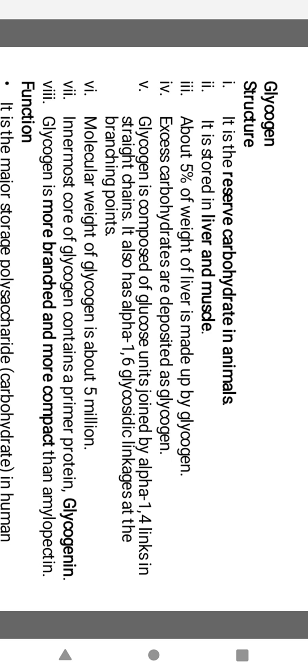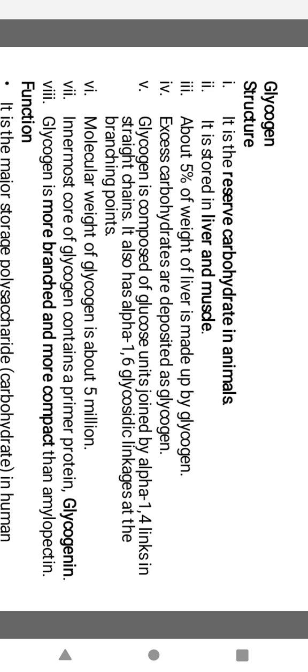Glycogen is composed of glucose units joined by alpha 1,4 linkage in straight chain, and alpha 1,6 linkage is also present, giving a linear chain and branched chain structure. So glycogen contains a linear chain and a branched chain. We remember that alpha 1,4 linkage is present in the linear chain, and alpha 1,6 linkage is present at the branching points only. The repeating unit is glucose. Molecular weight of glycogen is about 5 million.